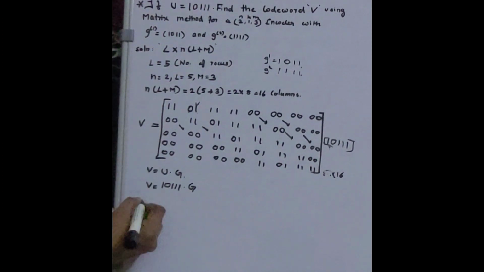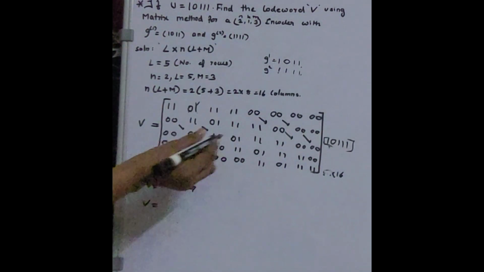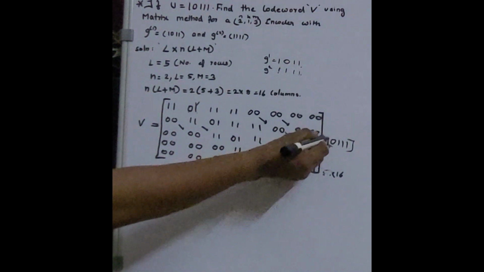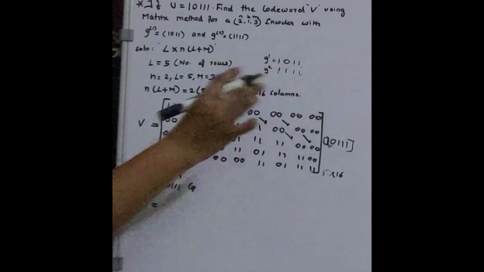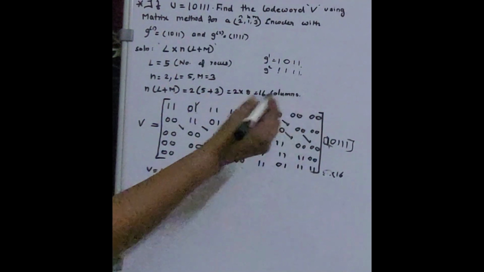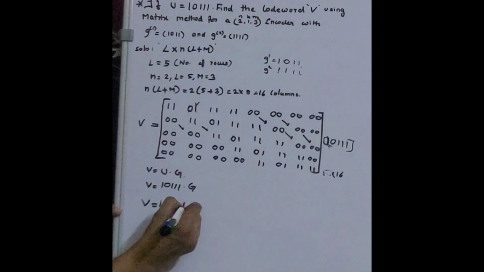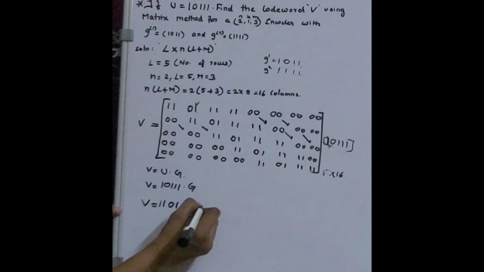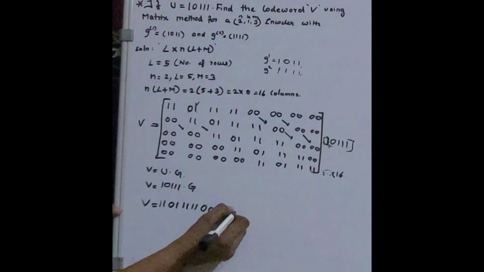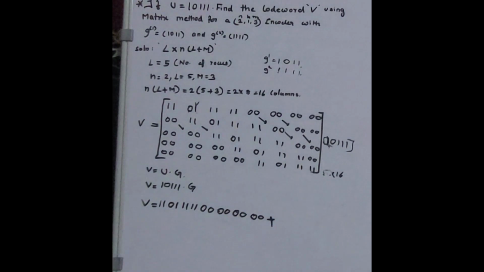We can find the code word V by writing this as 10111. These are also 5 rows. So the first element is 1, so 1 into the first row. The first row can be written as 110111110000, 0, 0, 0, 0, plus.